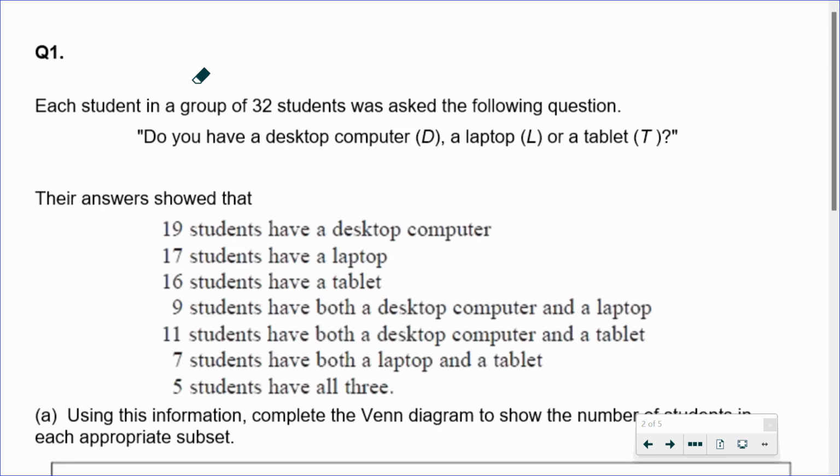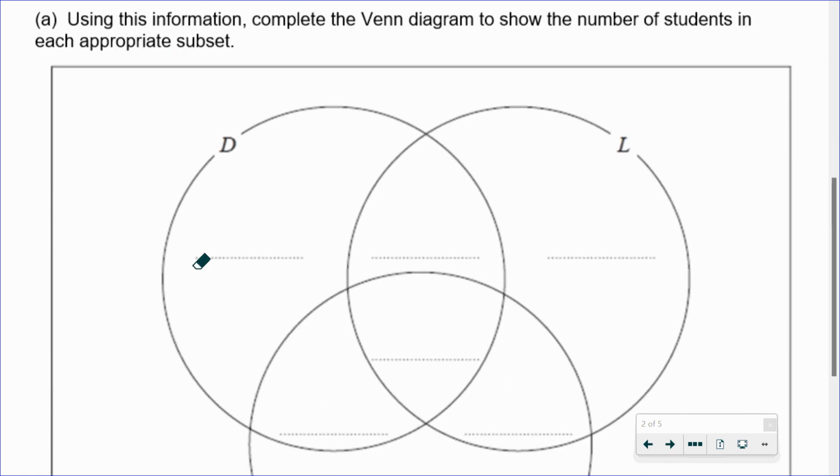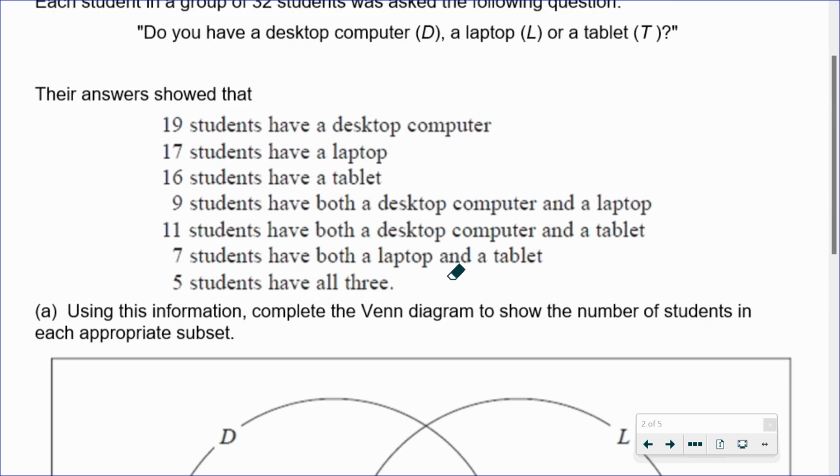We've got question one here, which says that each student in a group of 32 students was asked the following question. If they have a desktop computer, would you call them D, laptop L, or tablet T? These are the responses we had, and we have to use this information to complete the Venn diagram that is shown here. When you're given this sort of list, you'll normally see that things appear in three groups.